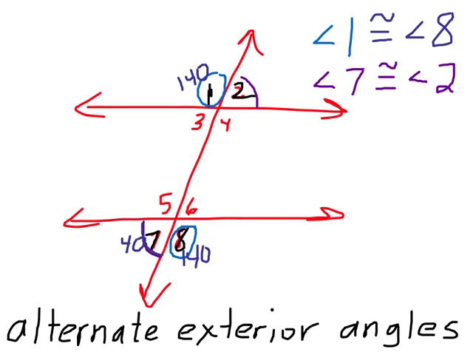So this entire side is 180. If this angle 7 is 40, then angle 2, all on the other side, alternate exteriors all are equal. Therefore, angle 2 is also going to be 40.